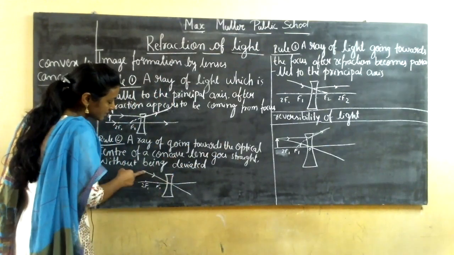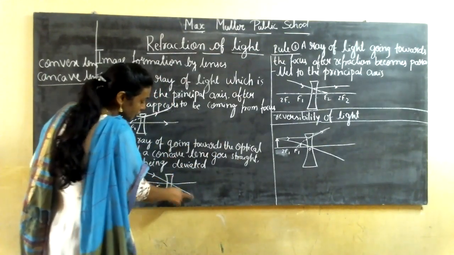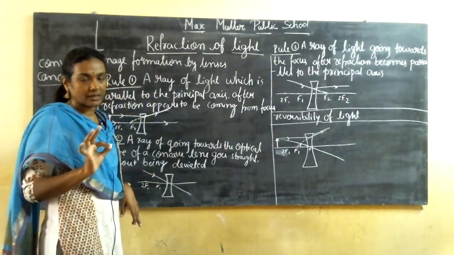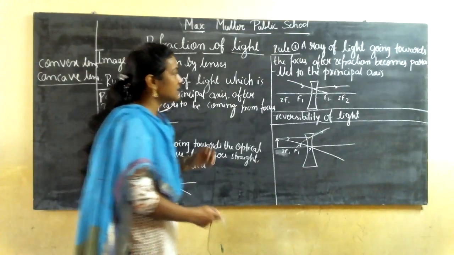This is the optical center and this is the incident ray. It goes straight without any deviation. It won't deviate. Clear? What is the third one here?